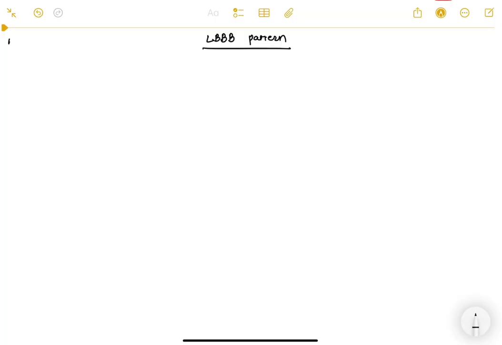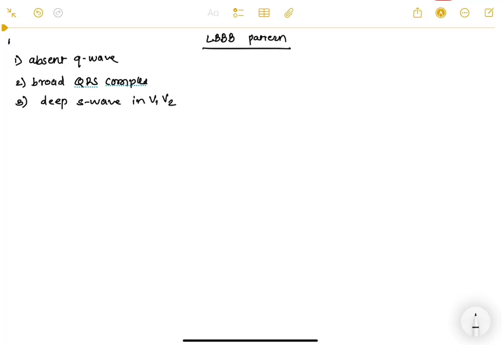What are the features of the LBB pattern we notice in the ECG? The first one is absent Q wave. The second one is broad QRS complex. The third one is deep S wave in V1, V2. And the fourth one is broad and tall R wave, which can be notched.